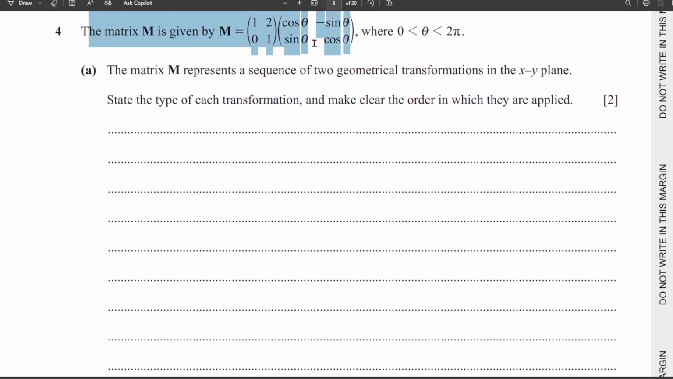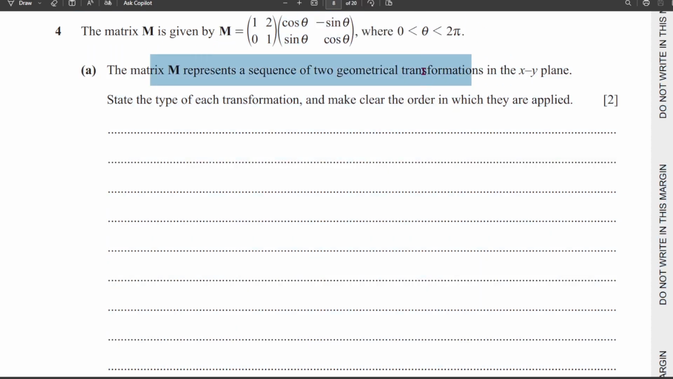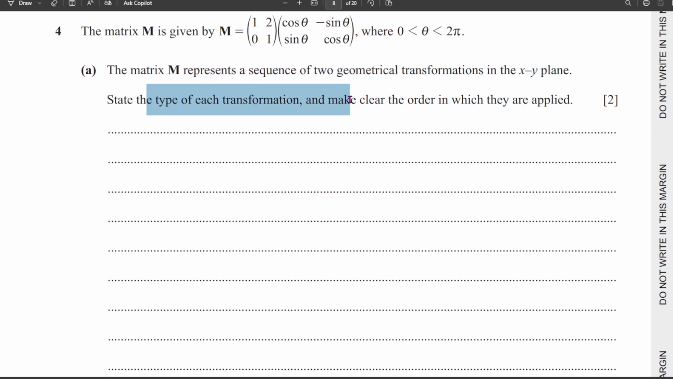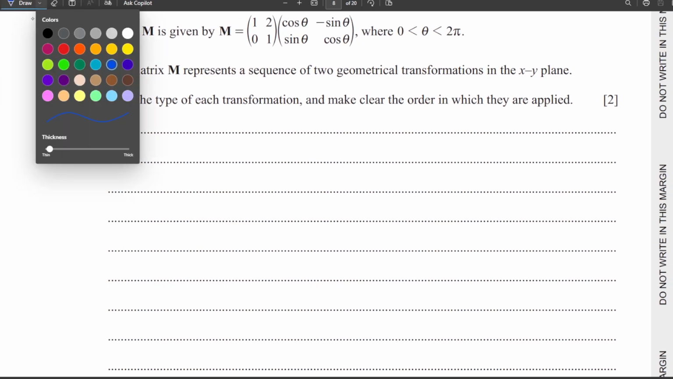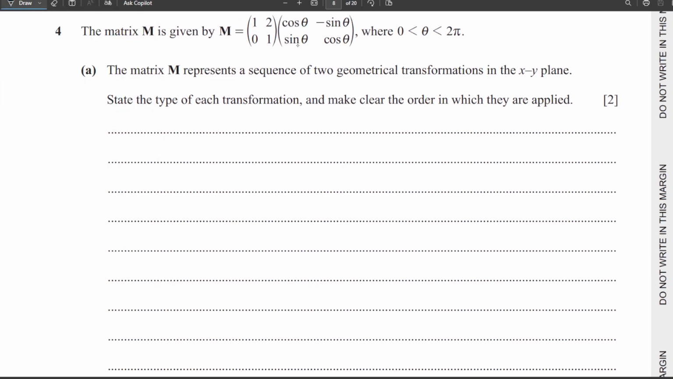This video gives some matrix and this rotation matrix, where theta is between 0 and 2 pi, and two geometrical transformations in the Cartesian plane. State the type of each transformation and make clear the order in which they are applied. So it's going to be something like, if you have M is the combined transformation matrix of two different transformations.